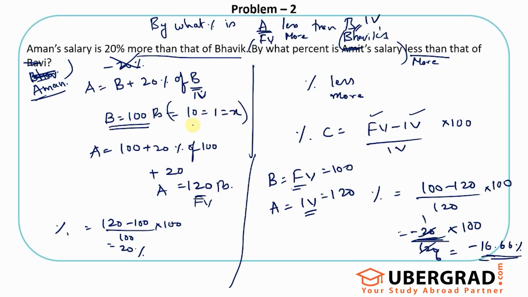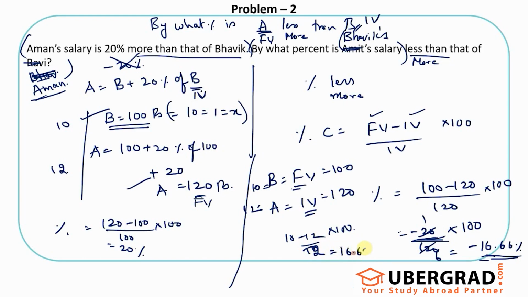So how would I read it? First clue, use it to find out some values. As I said, I can assume anything, right? If I would have taken 10 here, I would have gotten 12. So obviously this would have been 10 and 12. I would have done 10 minus 12 by 12 into 100. That will still give me the same 16.66%. The answers won't change. But still, you can take 100, that makes it easy. Find out the values of people and then understand what should be final and what should be initial for the actually asked question. That's the only thing you need to understand.